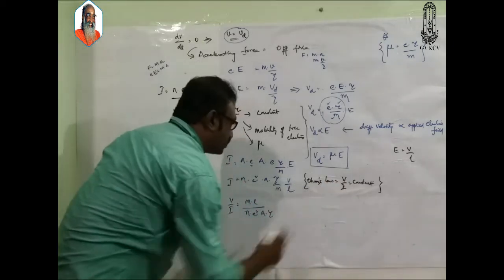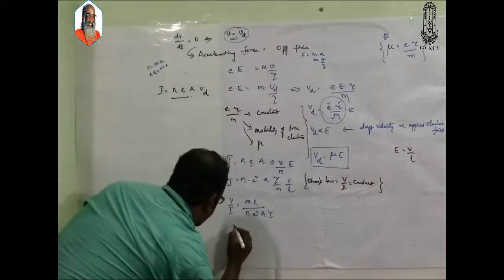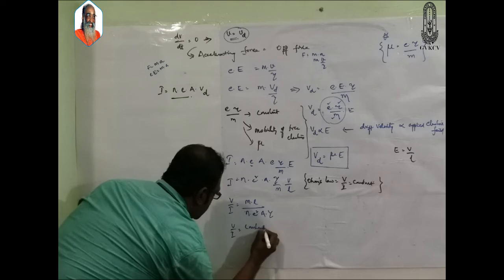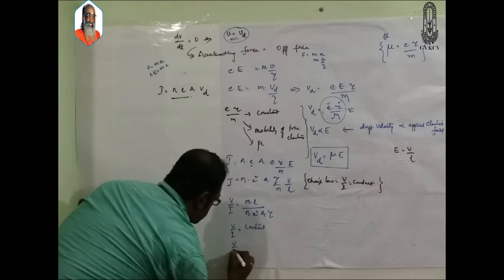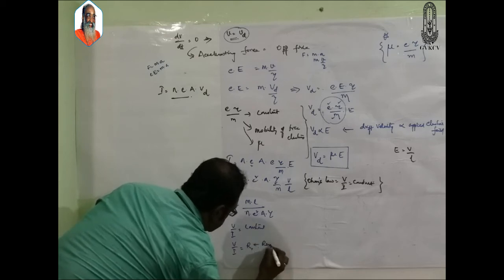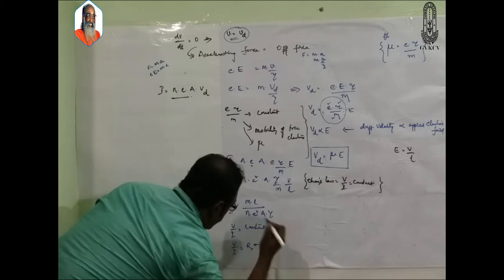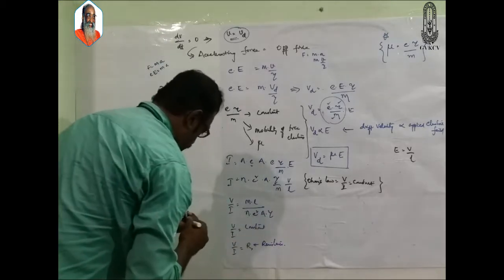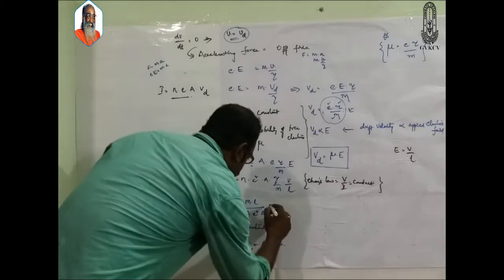So V by I is constant, and that constant is nothing but V by I is equal to R. This R is nothing but the resistance. Already we know about this. And here, just comparing these two expressions.